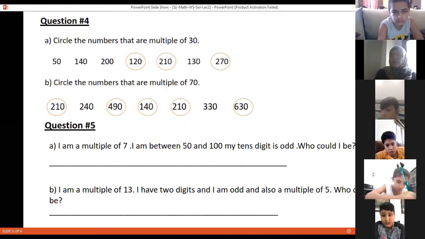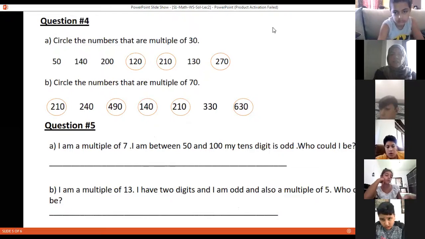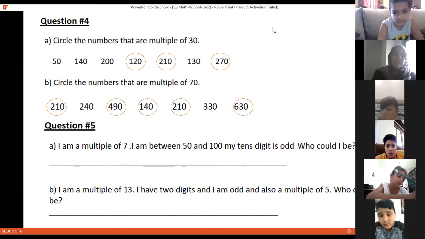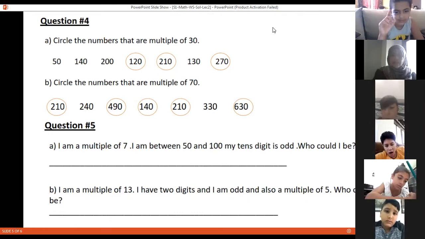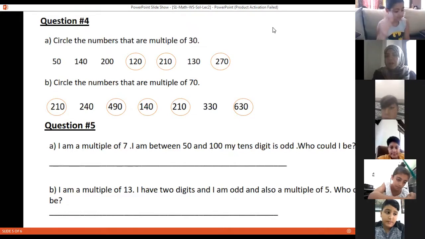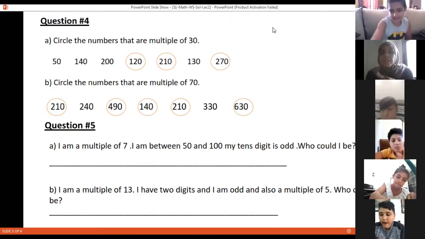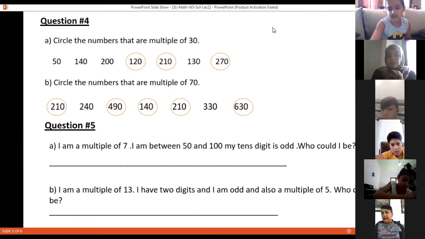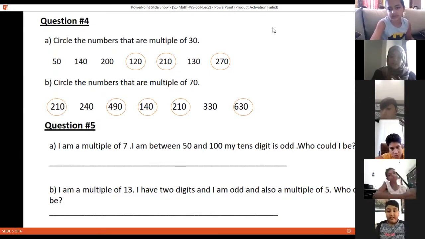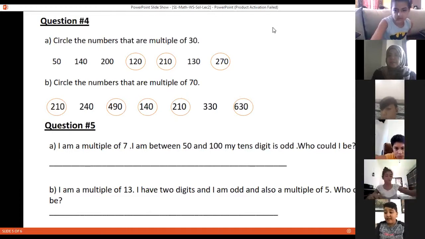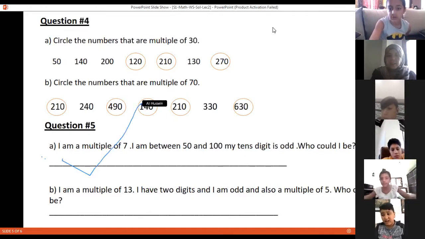So question number 5. I'm a multiple of 7. I'm between 50 and 100. My tens digit is odd. Who could I be? Zahra. Easy. 63. My tens digit is odd. My tens digit, not the ones digit. And six is not an odd number. 7 times 9. Oh, okay, let us see now.